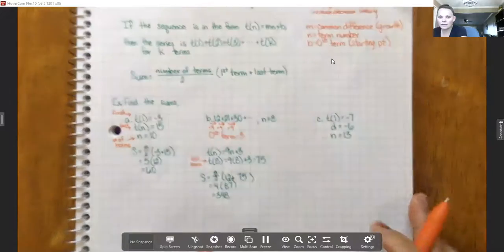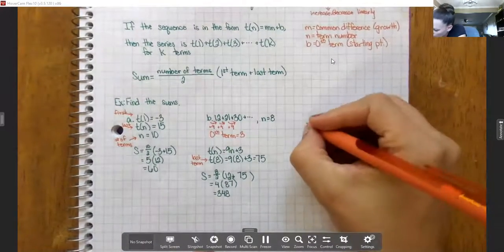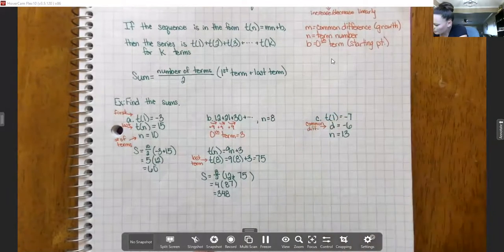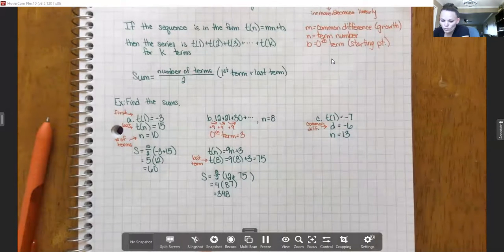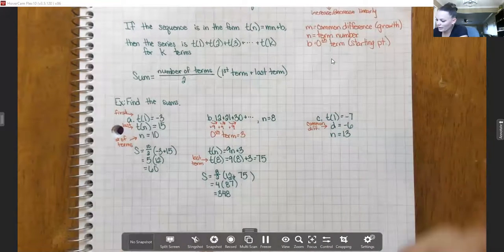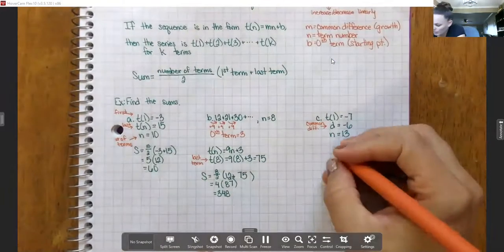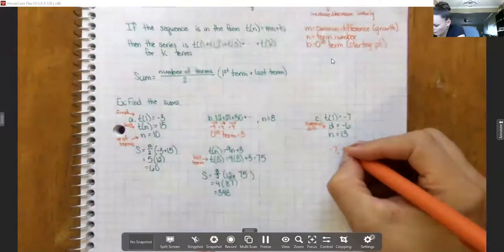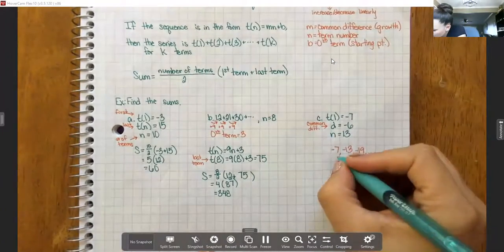So on part C then, the first term is -7. D, this is the common difference. That's going to be the letter that they use for common difference. And then N is, again, that's the number of terms. So let's see. If I were to write out the sequence, listing them, not this series, my first term would be -7. Then I would subtract 6 because that's what it's growing by. I'd get -13, -19, ... Again, this is subtracting 6 every time.